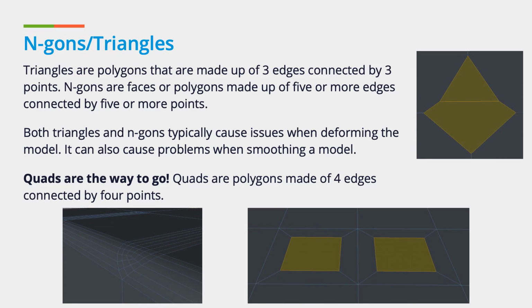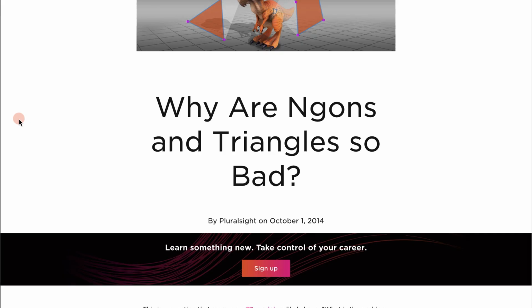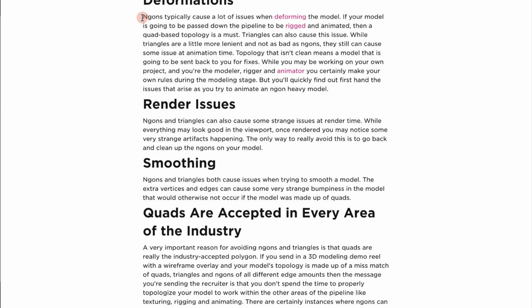When creating 3D models, you want to try to stick to quads because having triangles or n-gons can cause a lot of problems in your geometry. You may run into issues when deforming, animating, smoothing, or rendering your object. So quads are the preferred polygon, not just in cinema, but across 3D softwares.